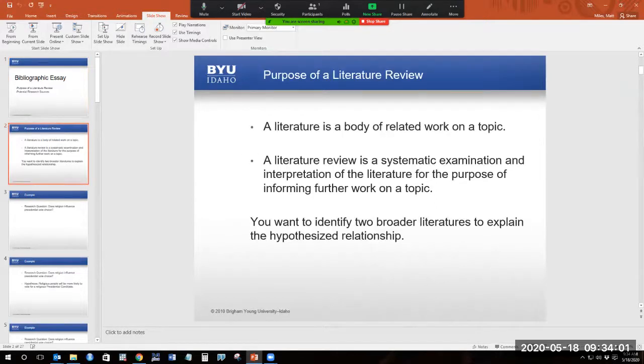When I say literature, that terminology in social sciences means a body of related work on a topic. So it's all the research that's been done on a given topic. In your literature review, you're going through and examining and interpreting the literature that's been done on a topic, and you're organizing it into an argument. I'll show you an example from a paper that I did, but you don't want to just say, this person said this, this person said this.